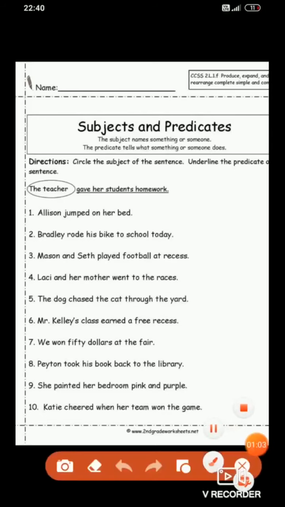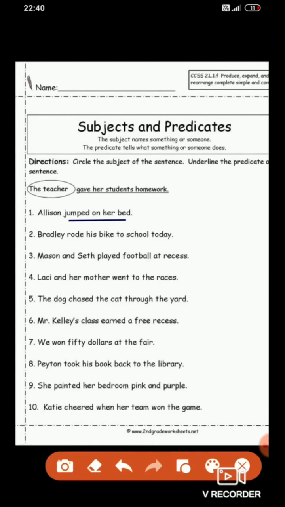So Allison jumped on her bed. Allison is the subject, whereas jumped on her bed is a predicate. Why is it a predicate? Because it starts with the verb jumped, and when you ask the question on the predicate, that is, who jumped on her bed, you will get the answer, subject Allison.